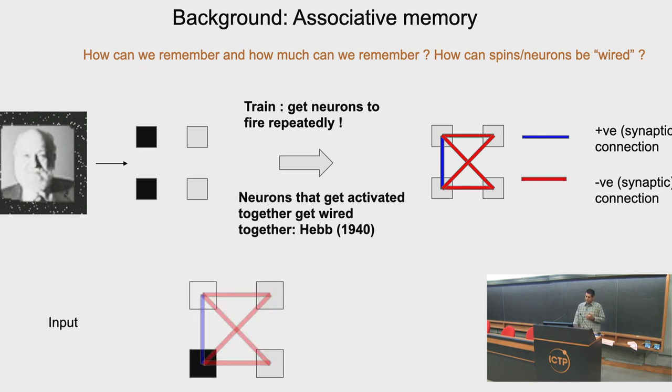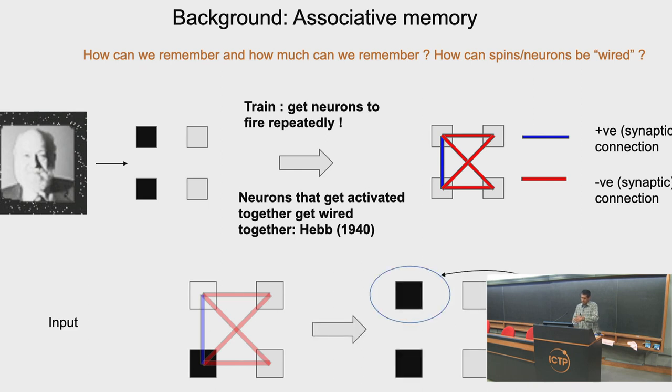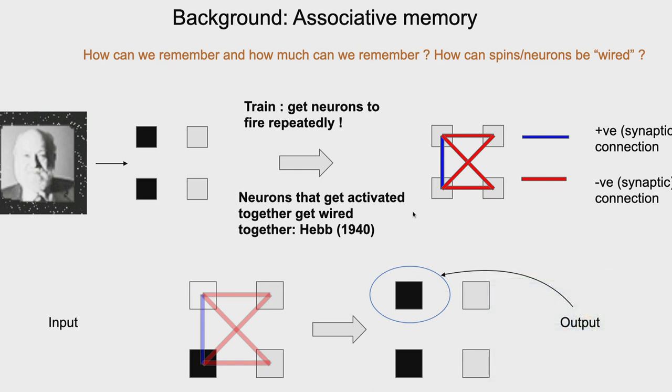And the end result of this is if I'm shown a partial pattern, if I'm shown a pattern that just has two white cells and one dark cell, because of this connectivity here, I can sort of output the full pattern, I can output the full image. So this is what it would take to get an associative memory-like system in the context of spins or neurons and how one would learn connectivity. This is just one. What if you want to do more than one?